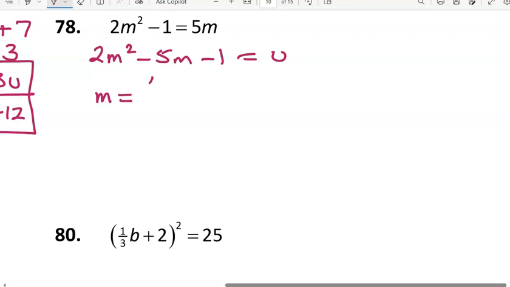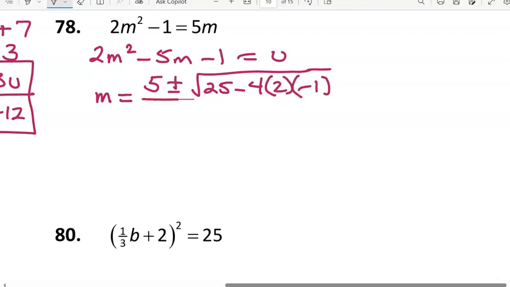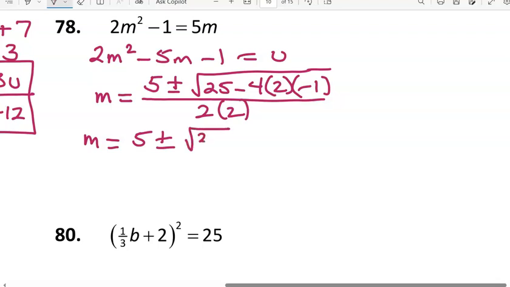So m is equal to the opposite of b plus or minus the square root of b squared, which will be 25, minus 4 times a, which is 2, times c, which is -1, all over 2 times a, which is 2. So let's work on simplifying that. We've got to simplify that radical first, and then inside the radical we have 25 plus 8 when we find that product. Be careful with the signs there. So 25 plus 8 is 33. And then downstairs we have 4.